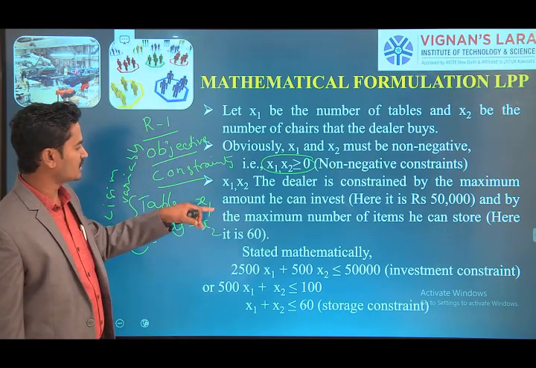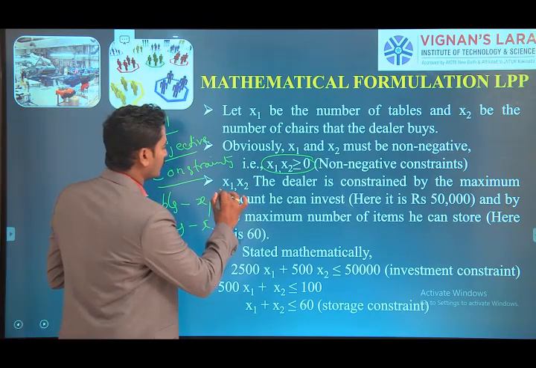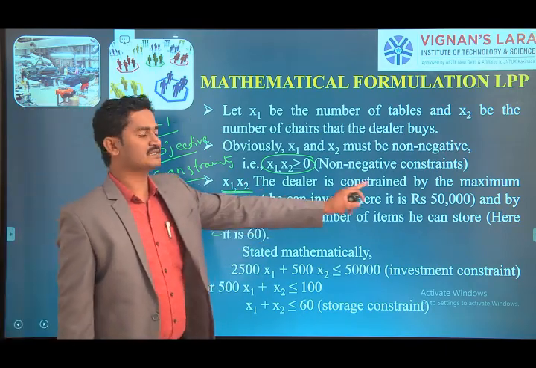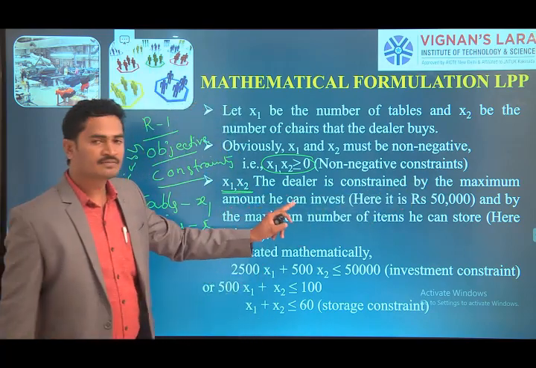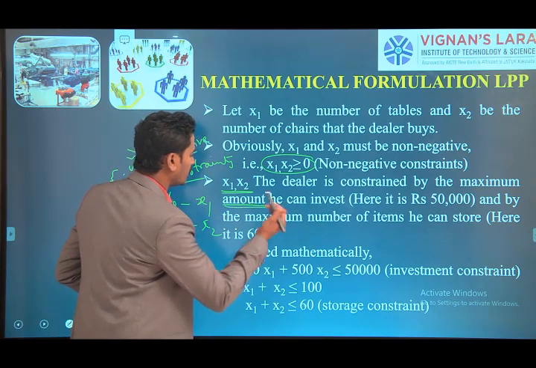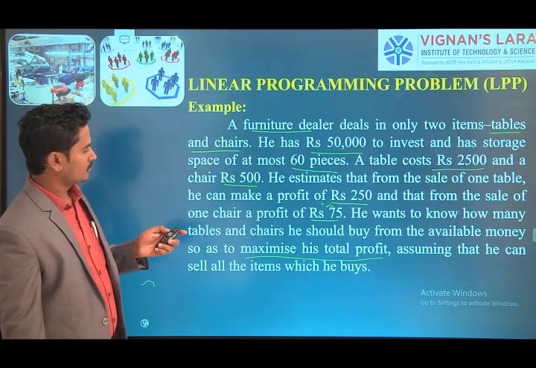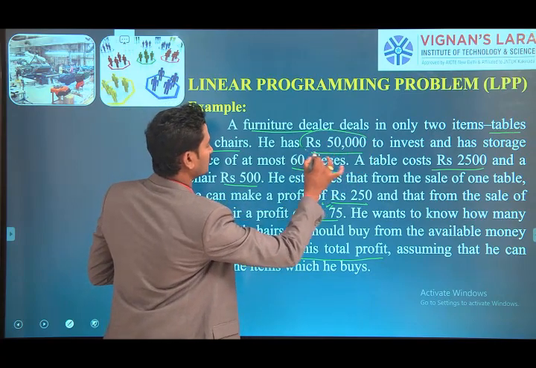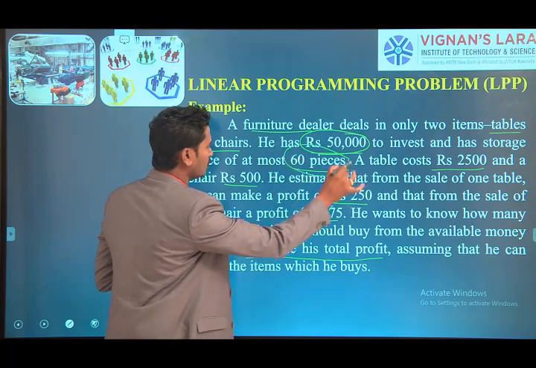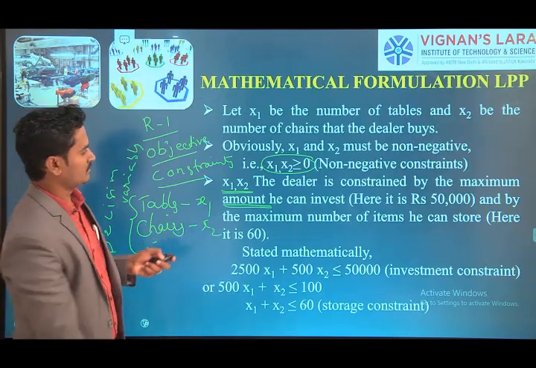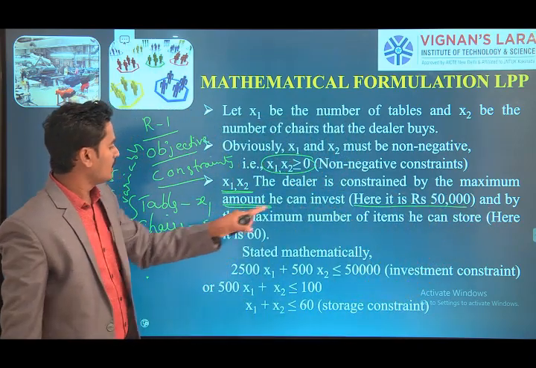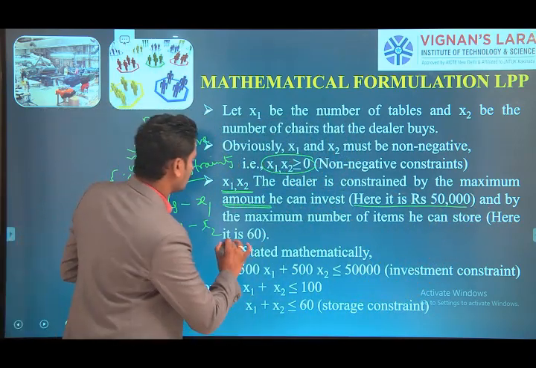Next, coming to the next one. Here x1, x2 are tables and chairs. The dealer is constrained by the maximum amount he can invest. How much is he going to invest? He has 50,000 rupees, and storage space is only 60 pieces. Here it is rupees 50,000, and the maximum number of items he can store is only 60.